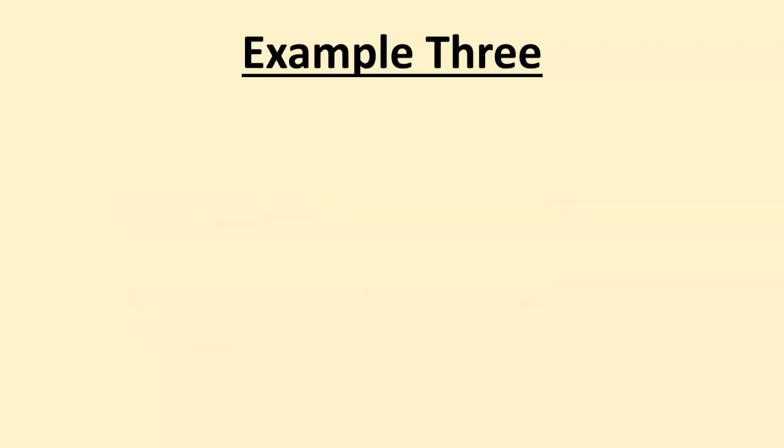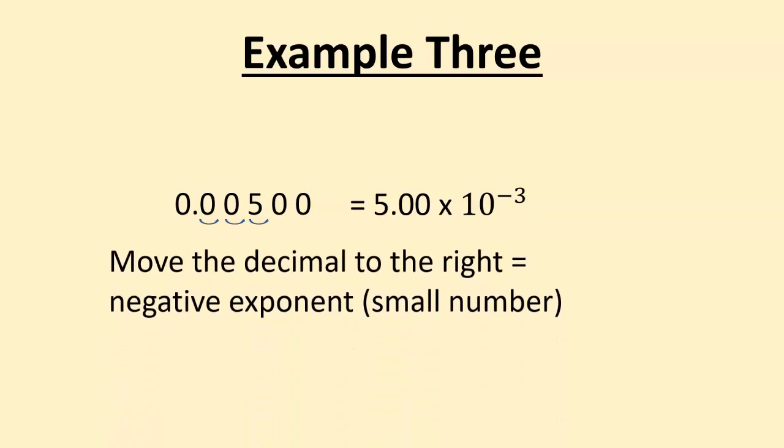For our next example, we have another small number, not quite as small as the other one, 0.00500. I'm going to put it into scientific notation and move that decimal 3 spaces so I have a coefficient between 1 and 9, and I end up with 5.00 times 10 to the negative 3. I know it's negative 3 because I moved my decimal to the right. My original value was a really small number, so I know my exponent is going to be negative.